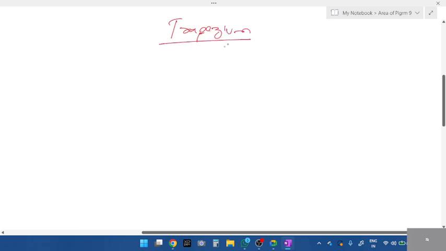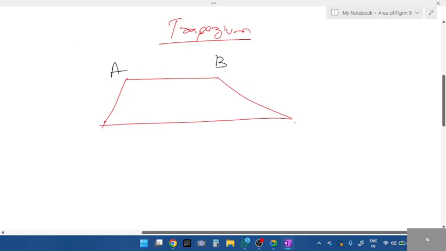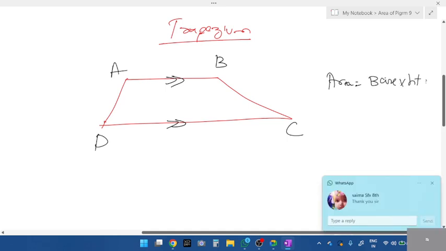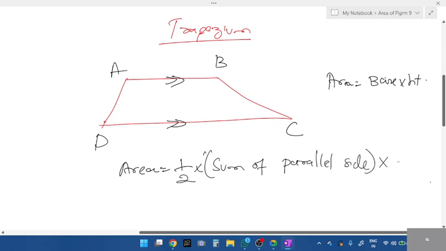See, the concept of trapezium is how many pairs of parallel lines does it have? Only one. Remember, only one pair of parallel lines. Tell me what are parallel lines in this, students? AB and DC. The formula is same like base into height. Sorry, wrong formula. Area is equals to half into sum of parallel sides. Make a note of this. Sum of parallel sides into distance between them.